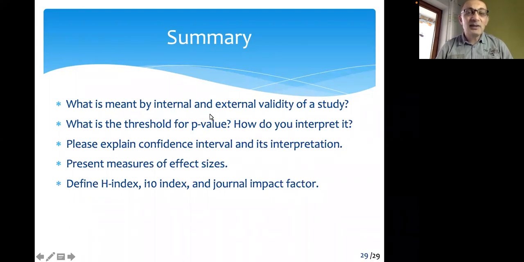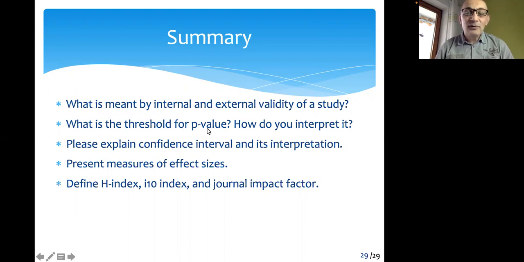So what we discussed today, we discussed the internal and external validity of a study. We should be able to differentiate these two. What was it? We refer to an external validity if the evidence fits to your own practice.